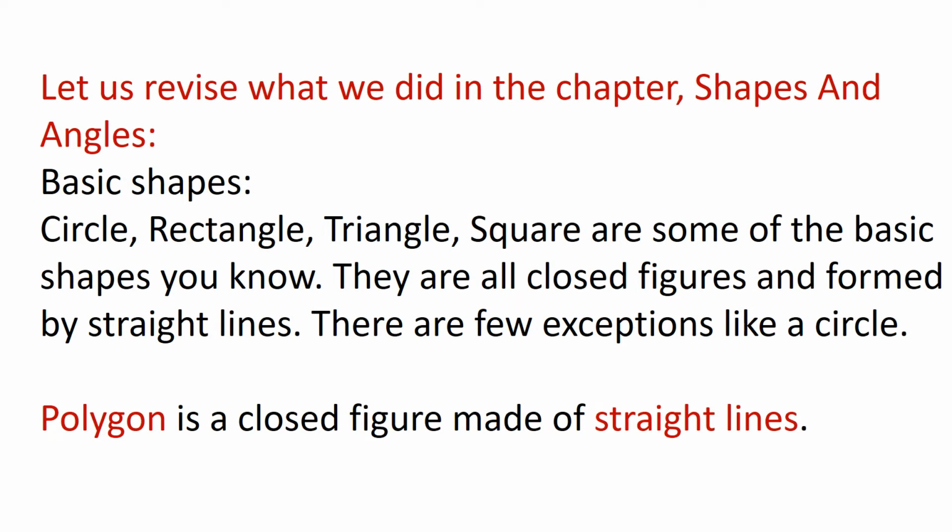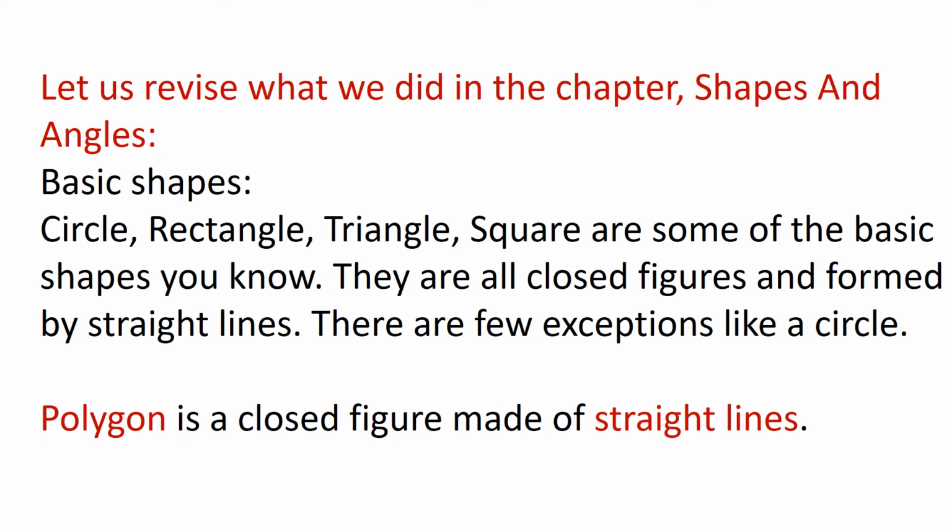Children, let us now revise what we did in the chapter Shapes and Angles. Basic shapes. What are basic shapes? Circle, rectangle, triangle, square are some of the basic shapes you know. They are all closed figures. And except circle, all are formed by straight lines.